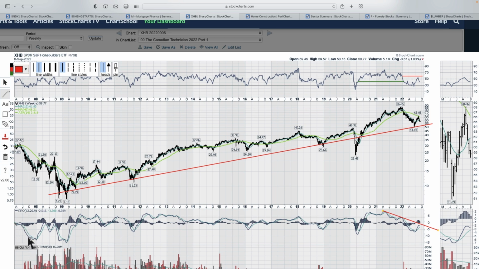Back in 2007, 2008, it was pretty choppy. There was one trend line here. There might have been a trend line over here, if you will.